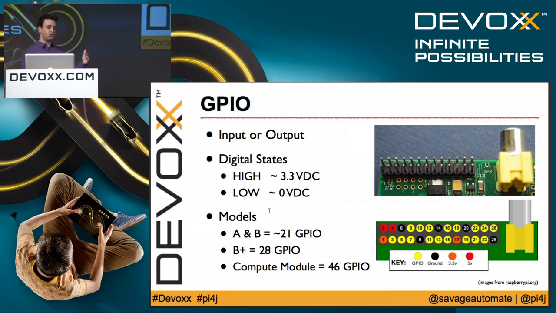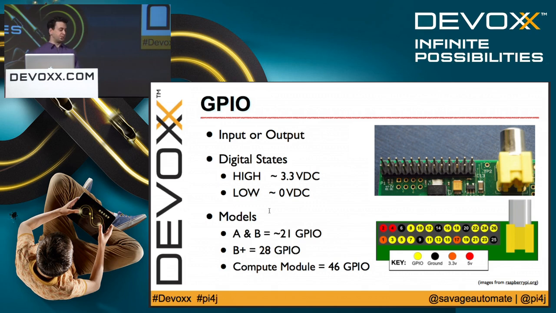High and low electrically are represented by a positive 3.3 volts representing high, and 0 volts representing low. So that's the signaling, kind of how the GPIO pin works. That's the signaling layer, so if you're outputting 3.3 volts on that GPIO pin, it's high, and if you're outputting 0 volts, it's in a low state.